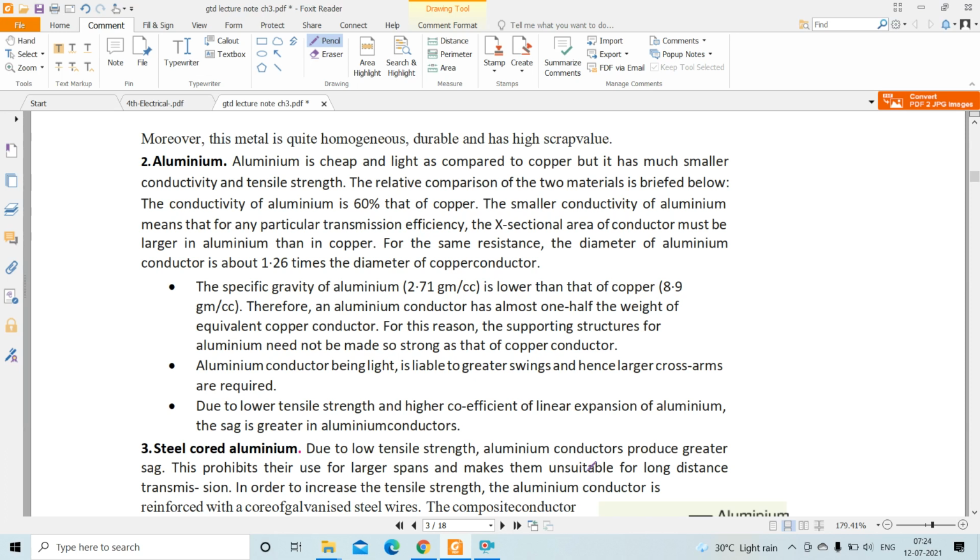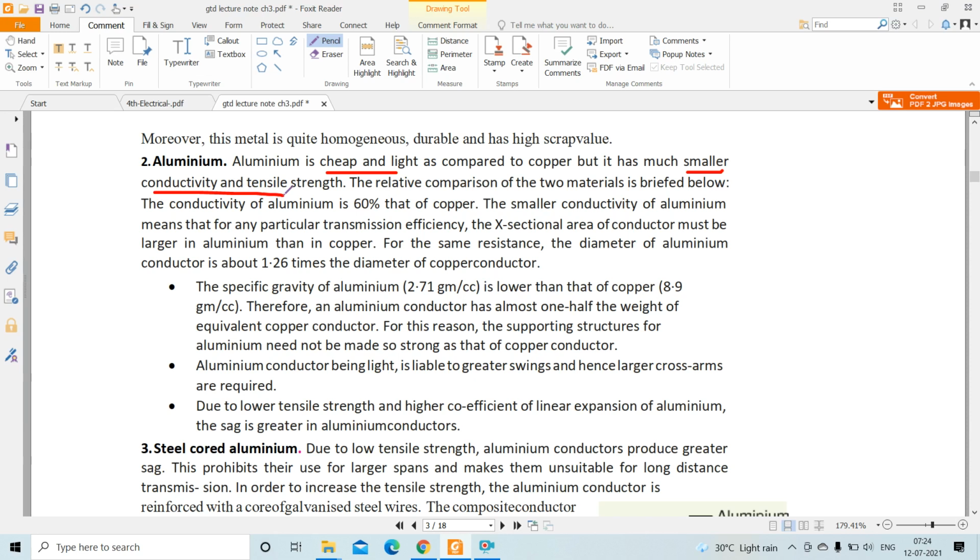Then the next one is aluminium. Aluminium is cheap and light as compared to copper, but it has much smaller conductivity and tensile strength, that is, small strength against mechanical stress.